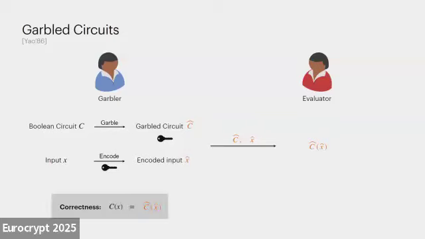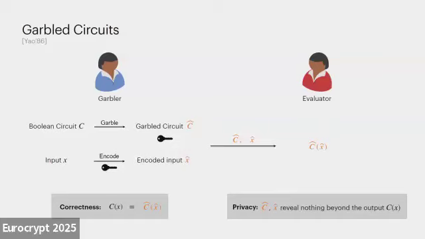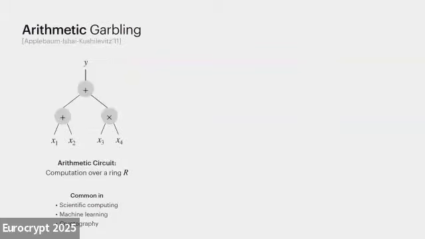The correctness property guarantees that the output of this evaluation is equal to the Boolean circuit's output on the original input. And the key property that we want from garbled circuits is the privacy property, which guarantees that the garbled circuit and the encoded input reveal nothing beyond the circuit output. In this work, our focus is on garbling arithmetic circuits, where computation occurs over some ring R.